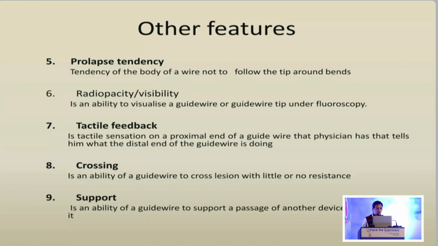Then of course the crossing, which is the ability of the guide wire to cross a lesion with little or no trauma. So that means crossing atraumatically. We want every wire to cross the lesion atraumatically. That is without causing a dissection, without going subintimal, and without causing a perforation. If we can achieve that with a wire, that is a successful procedure as such.